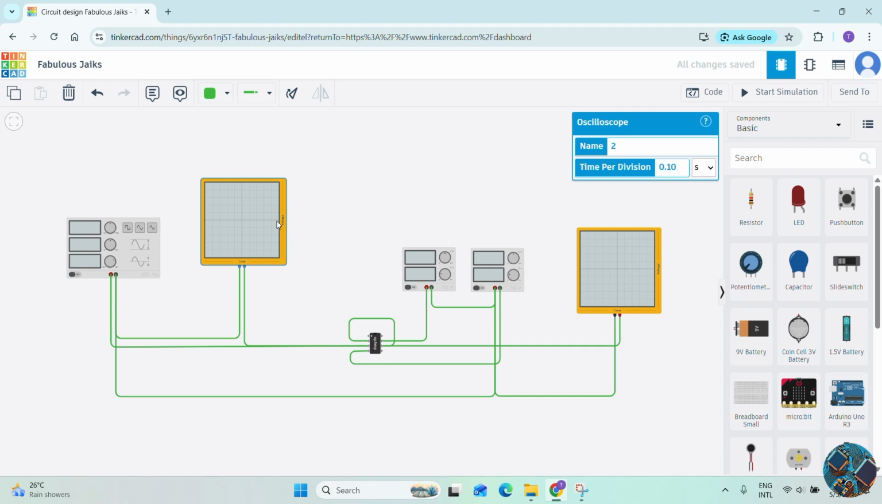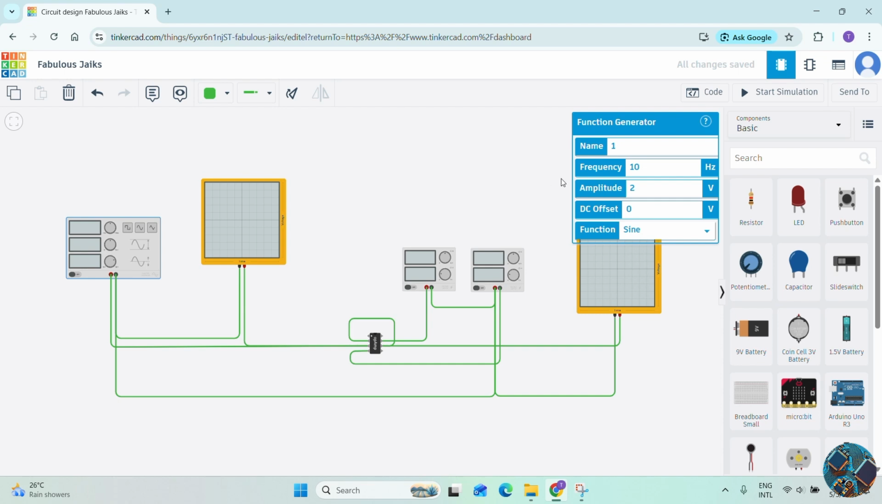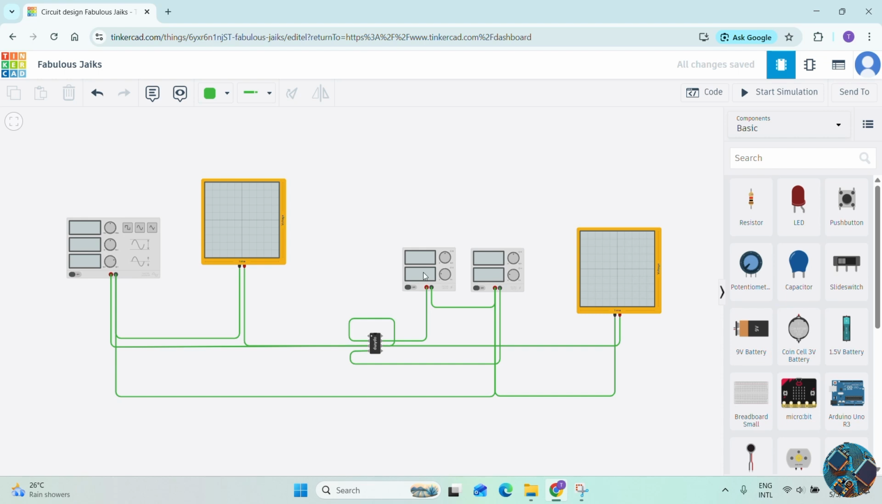We have to set the oscilloscope time per division to 0.01 second. This one is also the same. This voltage will be 15 and this also 15 volts. So our signal is a 10 Hertz frequency, 2 volt peak to peak sine wave. The offset of the waveform is 0. The voltage follower circuit means the output signal is the same as the input signal.